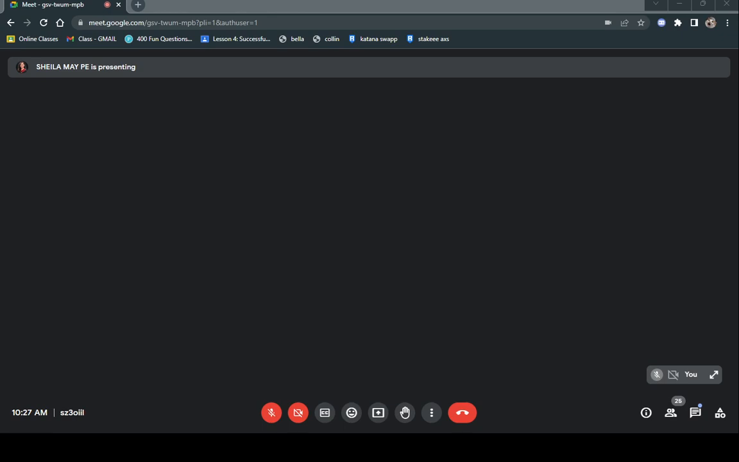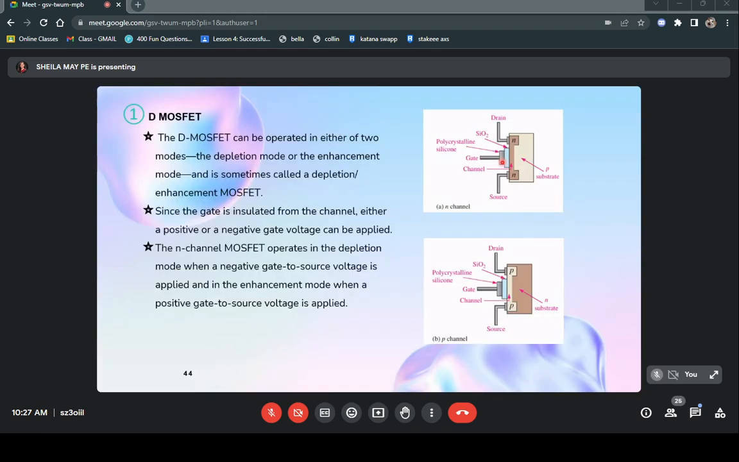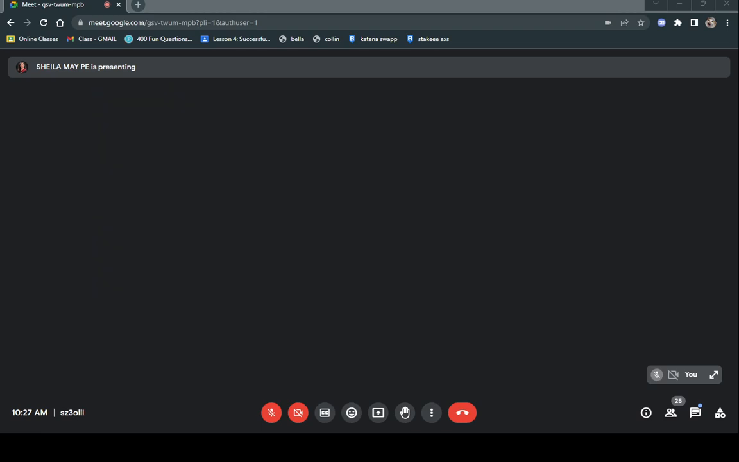Now, since the gate is insulated from the channel, either a positive or a negative voltage can be applied. Since our gate terminal is separated from our N channel, we can apply a positive potential or a negative potential. The N-channel MOSFET operates in the depletion mode when a negative gate-to-source voltage is applied, or negative VGS, and in the enhancement mode when a positive VGS is applied.